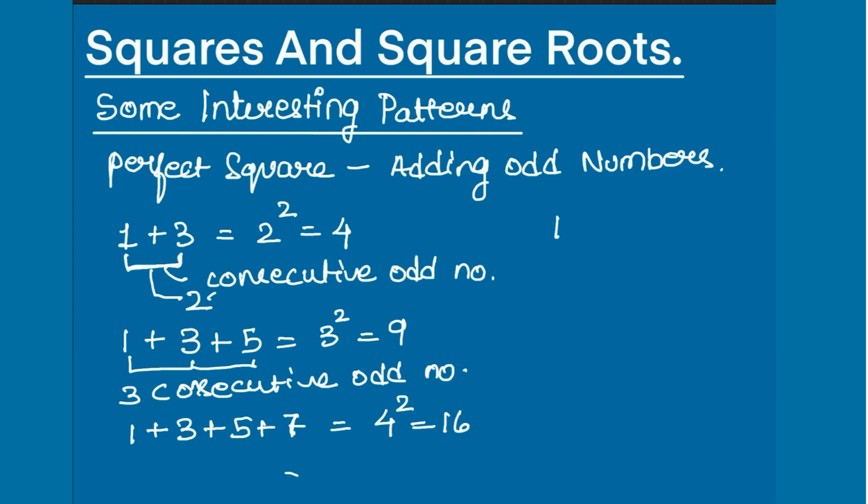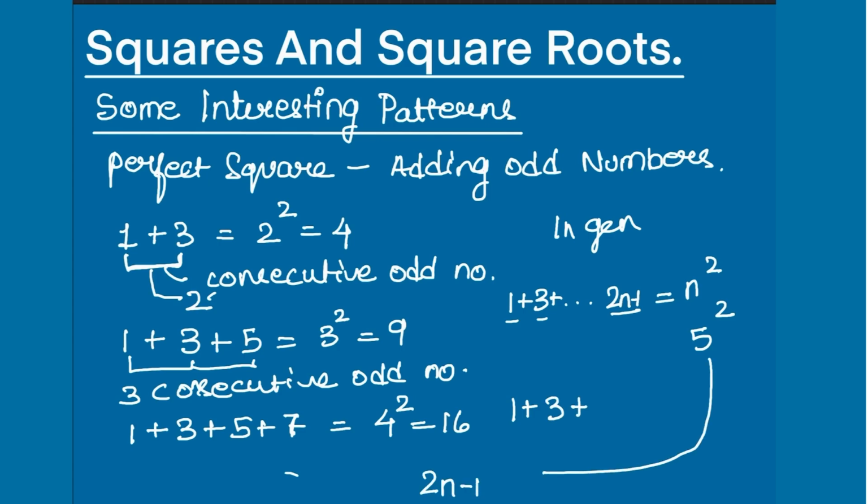In general, if I add n odd numbers, I'm going to get n square. Now what will be the last number which I'm going to add? Till what number I have to add? So we can generalize that it is 2n minus 1.